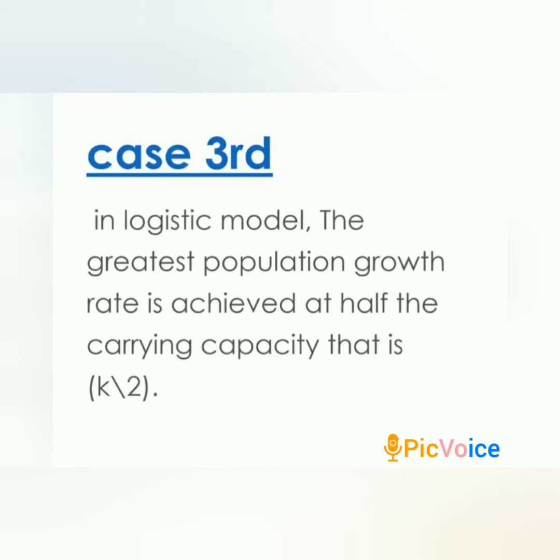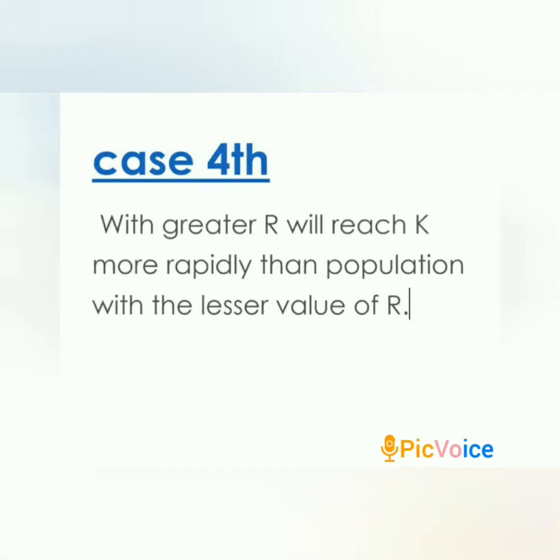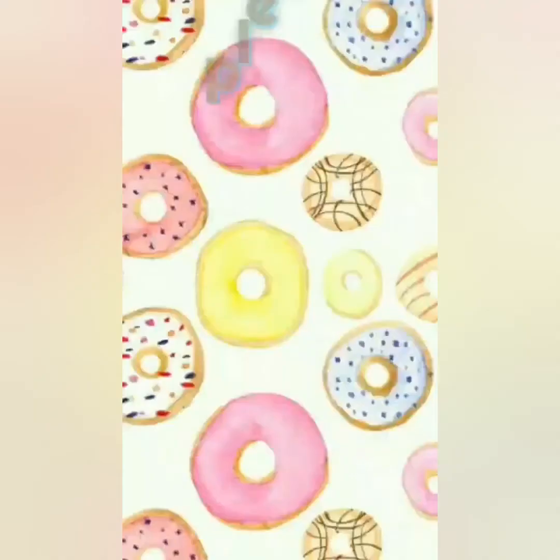In case 3, in the logistic model, the greatest population growth rate is achieved at half of the carrying capacity, that is K/2. In case 4, a population with greater r will reach K more rapidly than a population with a lesser value of r.